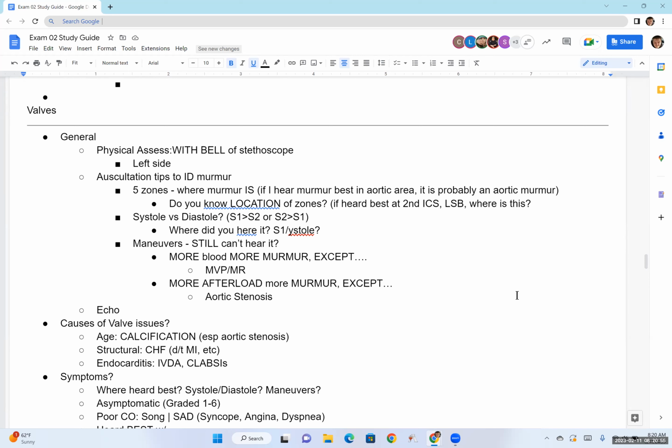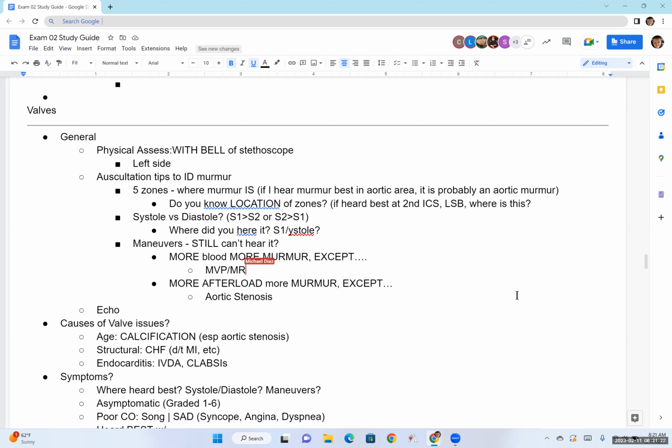So when is it impossible to have aortic stenosis? If it occurs between S2, S1, or between S1, S2? Aortic stenosis is a systolic murmur, right? So it's impossible for it to occur between S2, S1. So that's one of your options. Cool, job. All right. So anyways, aortic stenosis is a systolic murmur.